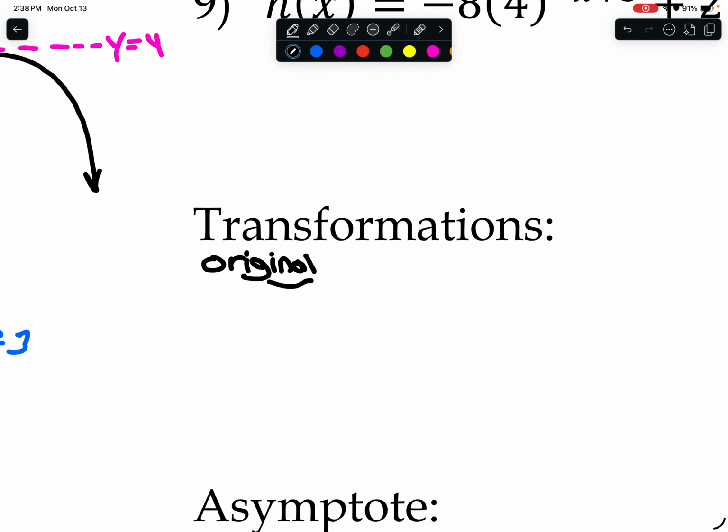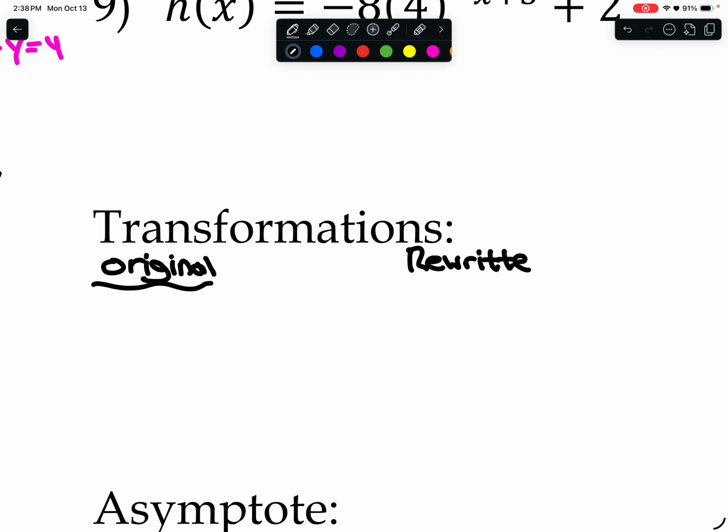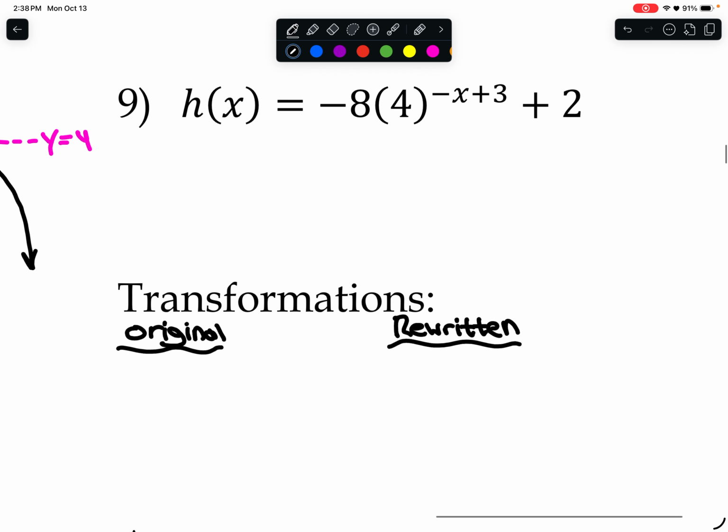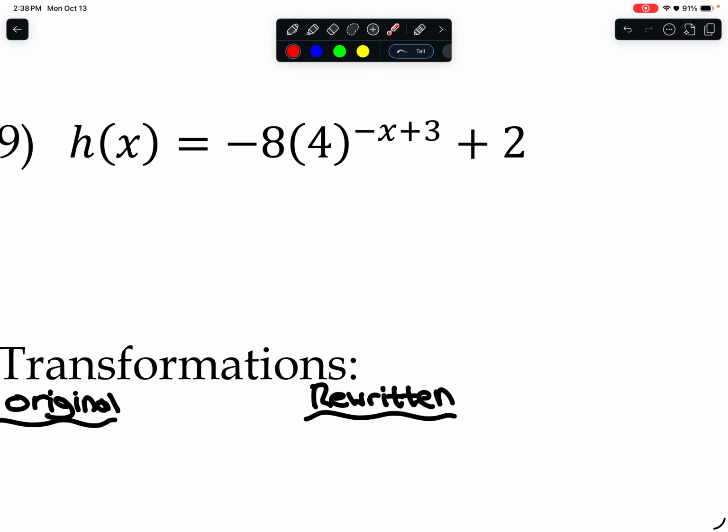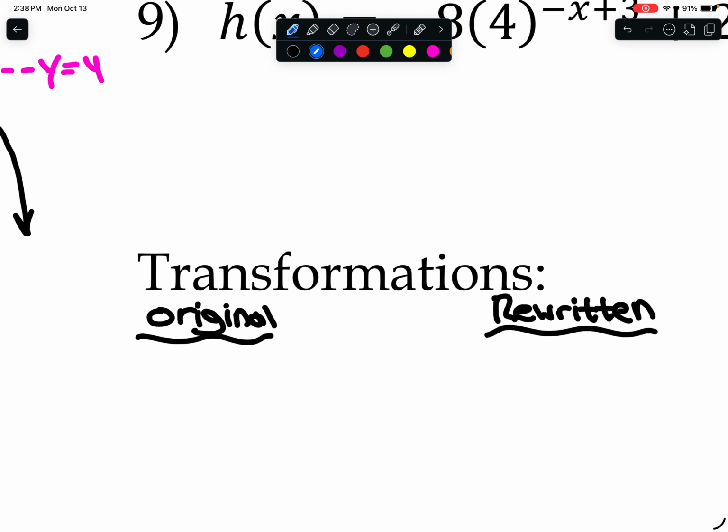And then I'm also going to do the rewritten. All right, looking at my transformations, I have a reflection over the x-axis, a vertical dilation of 8, a reflection over the y-axis, and then when I take out a negative, I'm going to have -3, which means I'm going to go right 3, and then up 2. So I'm going to write out all of that.